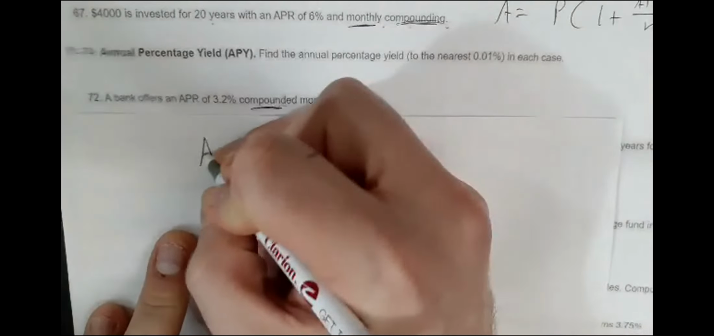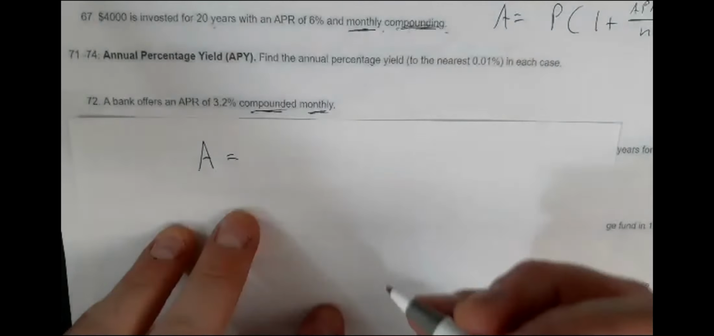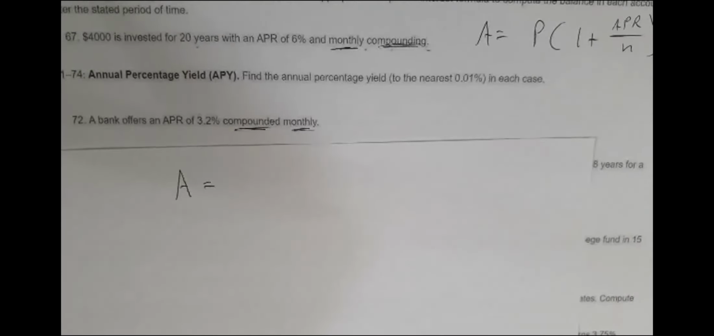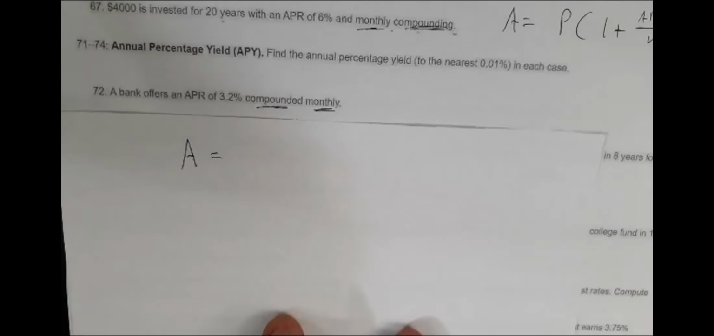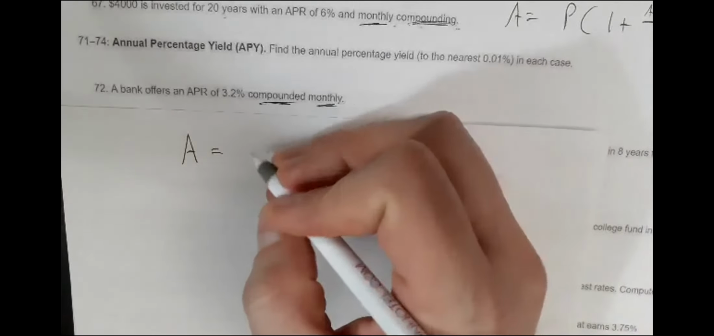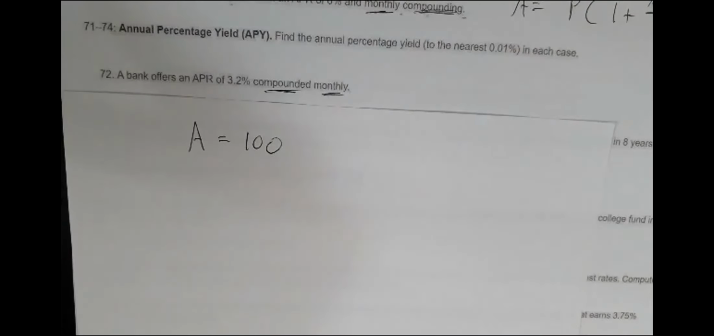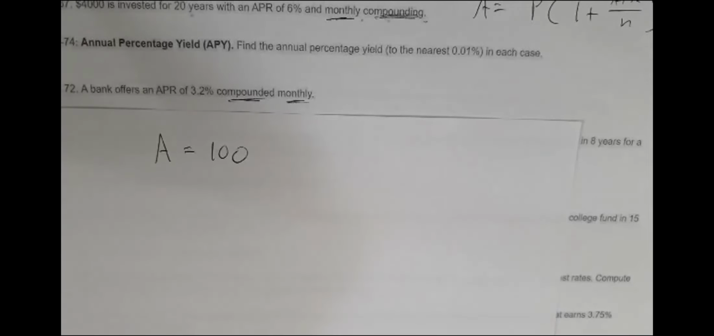Okay, so let's do it. We don't know what our accumulated amount is. Our principal, that's what they don't give us. So we need to figure out a principal. If they don't give you one, you can choose whatever you want, to be honest. A really easy thing to pick would probably be 100.